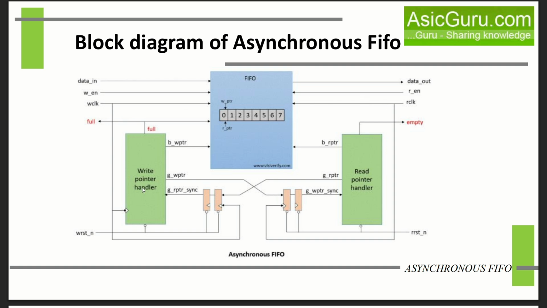Now we have two handlers, write pointer handler and read pointer handler. Write pointer handler will generate the full flag and the read pointer handler will generate the empty flag. Write pointer handler will generate two pointers, binary write pointer and gray write pointer. The read pointer handler will generate two pointers, binary read pointer and gray read pointer. Now we will pass the gray read pointer to the write clock domain and the gray write pointer to the read clock domain. Now what is this? We will see in the next slide.